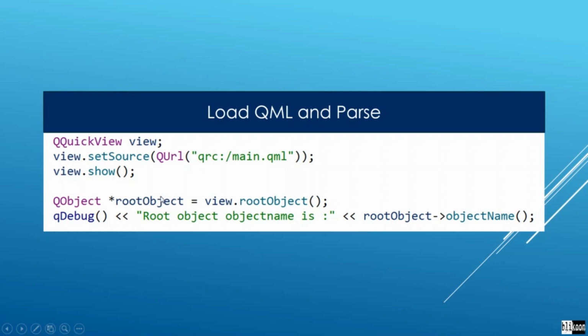More importantly, we are going to keep a root object pointer that is wrapping around everything we have in the QML file, and we are going to be able to manipulate things in the QML file from C++. We're going to go to Qt Creator and do this.